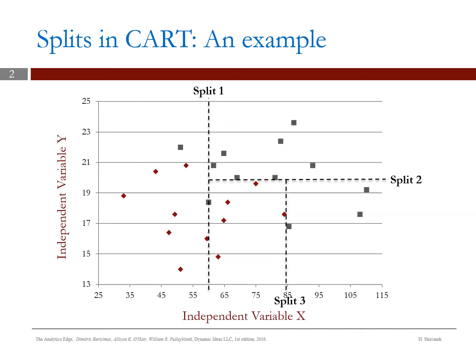Here we have an example of how we do the splits in CART. The first split could be defined on independent variable x. We say, if x is less than or equal to 60, then predict red. Otherwise, we have more conditions, more splits. If x is greater than 60, then we have another condition on variable y, another independent variable. If y is greater than 20, then predict gray.